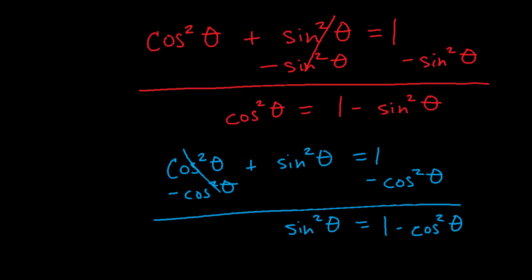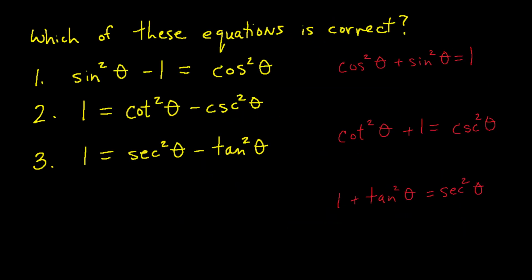Now let's try a problem. Which of these three equations is correct? On the right-hand side, we have our three main Pythagorean identities. We can manipulate these three identities to see if we can come up with the equations on the left. Number 1 involves sine squared theta and cosine squared theta, so we will use the top identity.